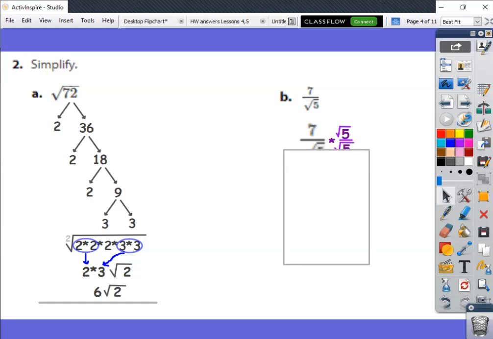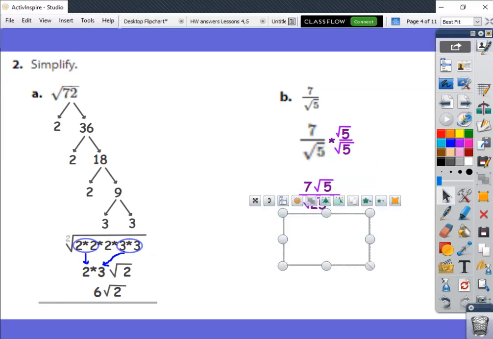So I take my original problem here. And as I said, all I'm doing is multiplying it times 1. Remember, square root of 5 divided by square root of 5 is 1. And when you multiply by 1, it doesn't change the value. So I'm just using this to be able to get rid of the square root of 5. The reason I can do that is because on the bottom, the denominator here, I'll have square root of 5 times square root of 5, which is square root of 25.